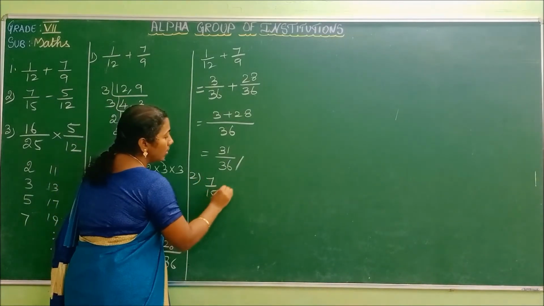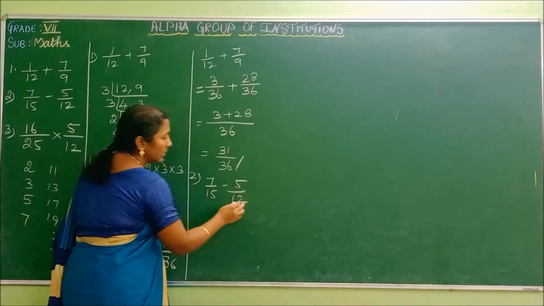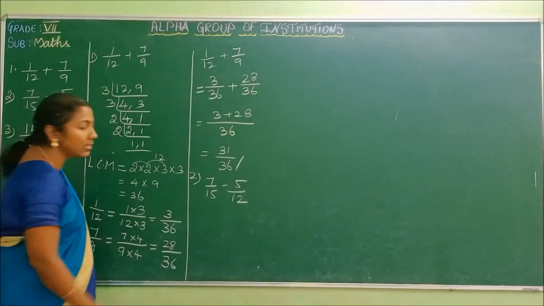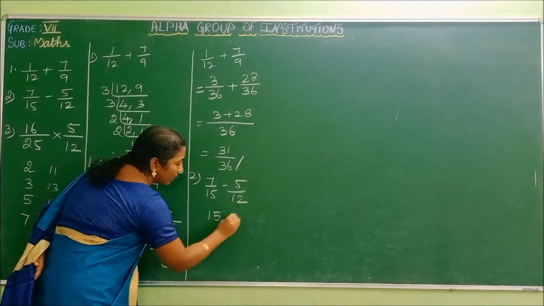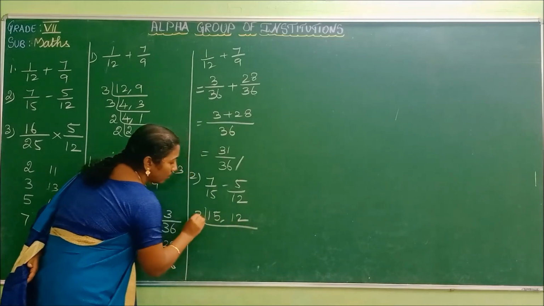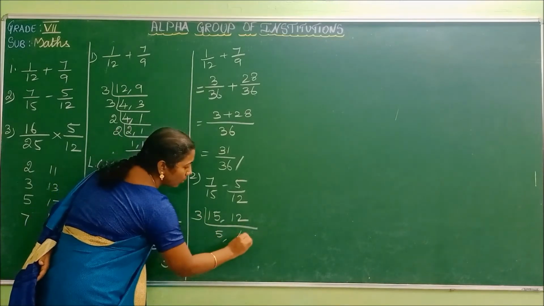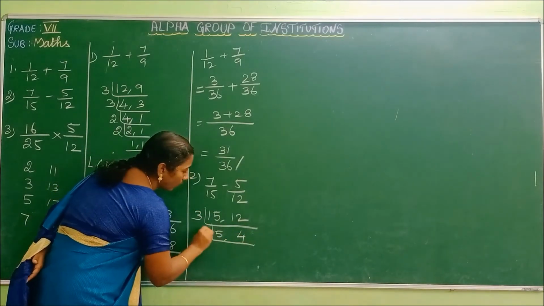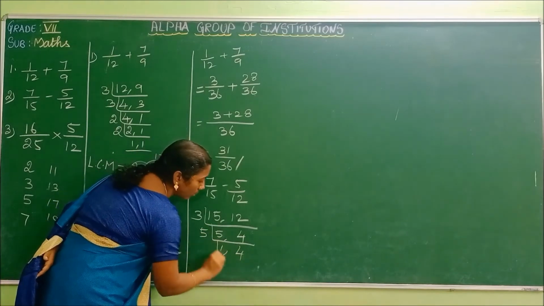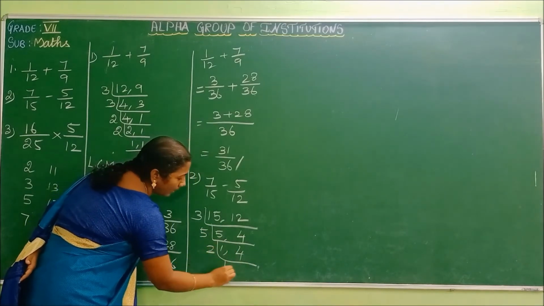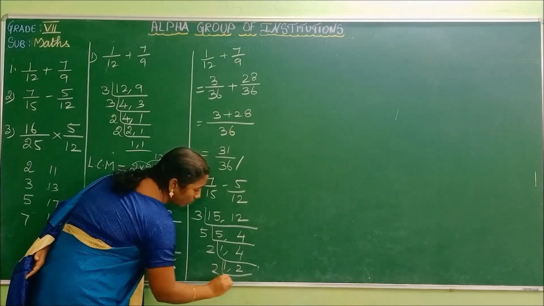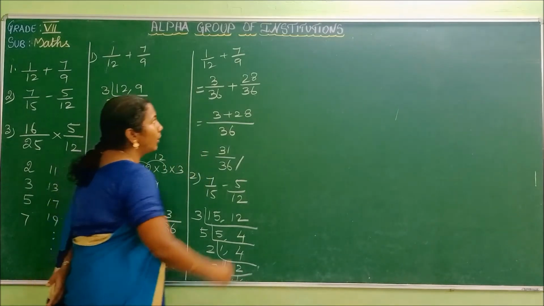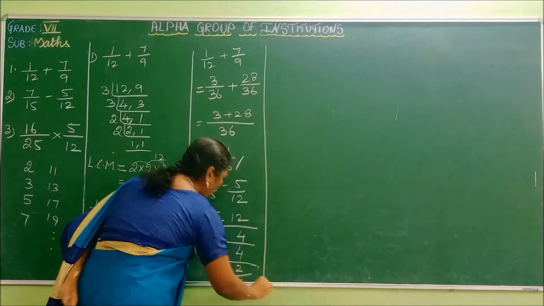7 by 15 minus 5 by 12. See, here also we have different denominators, so we have to find the LCM for this. First I am using the number 3. 5 3s are 15, 4 3s are 12. So 5, 1 times 4. 4 is divisible by 2, so again 2, 2, 1, 1. So we are going to find the LCM now.